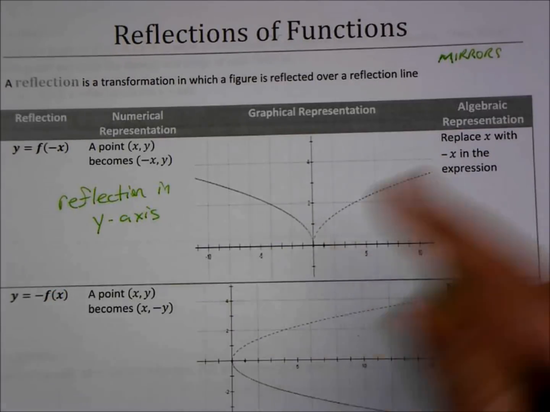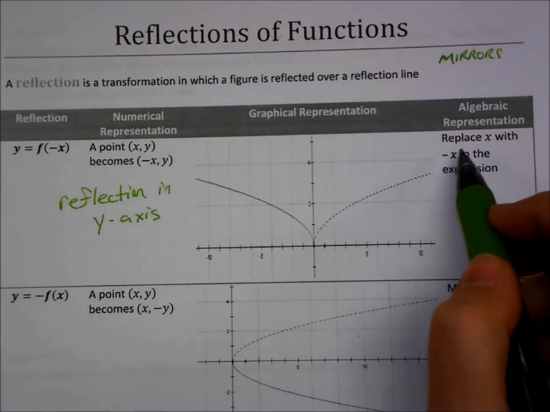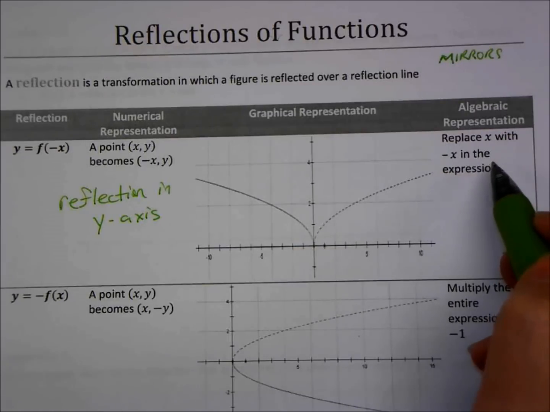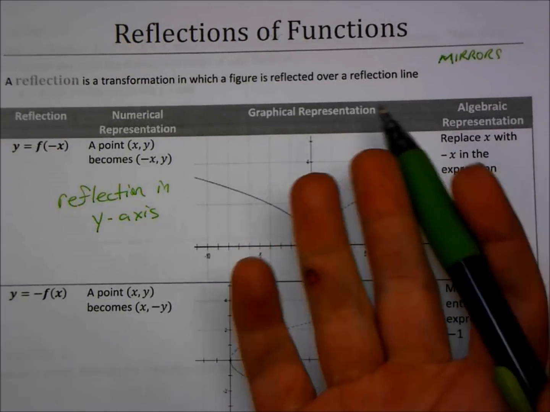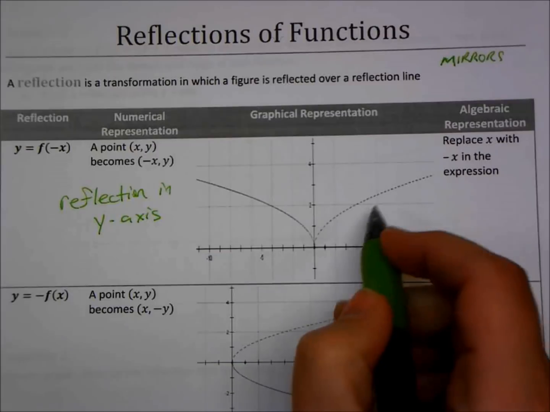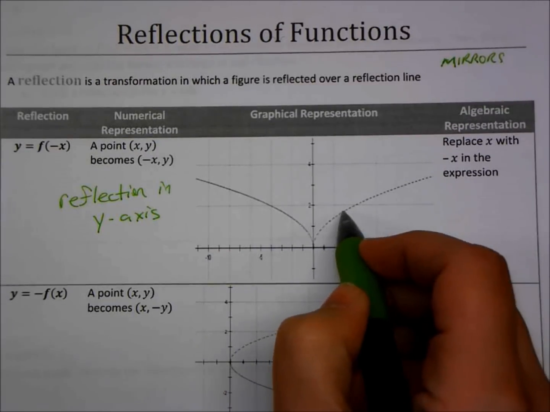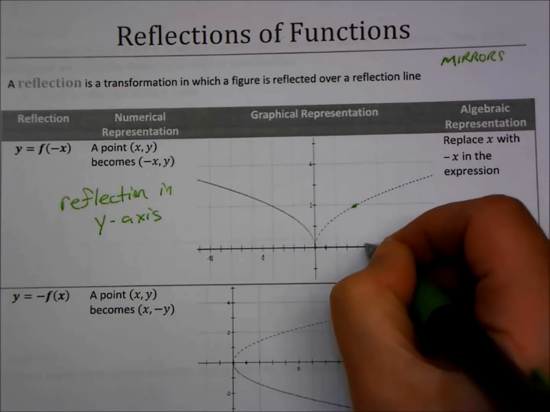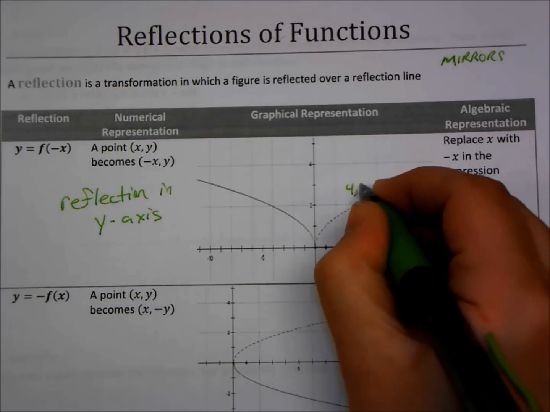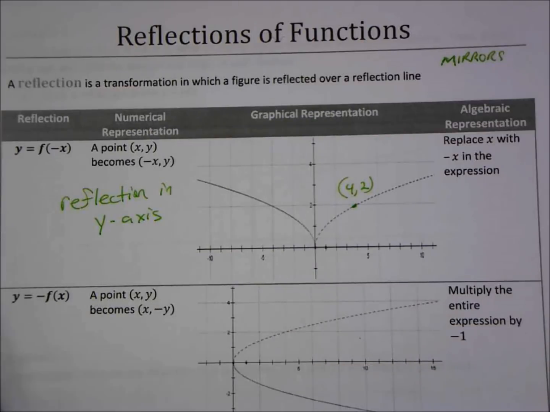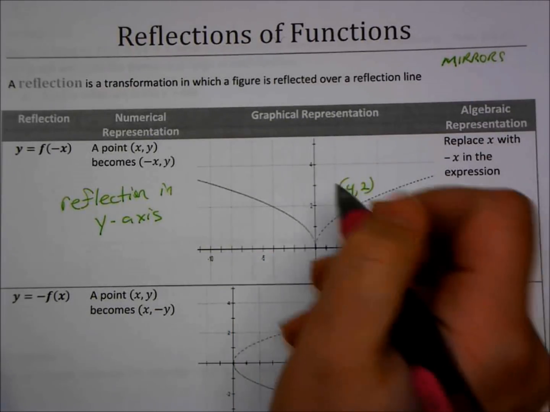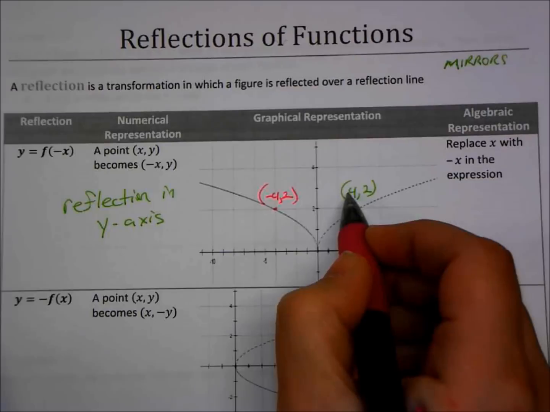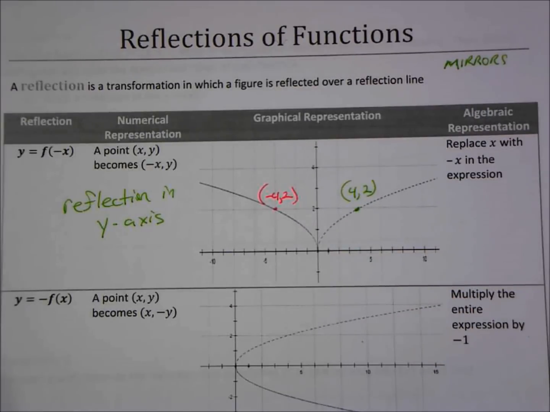How do we do it algebraically? Algebraically, we replace any x with negative x in the expression. If we have the graph and we want to do it, we take every x coordinate. So here we go. This point is (4, 2). Well, when we do the reflection, it becomes (-4, 2). We get a negative in front of the x-coordinate.